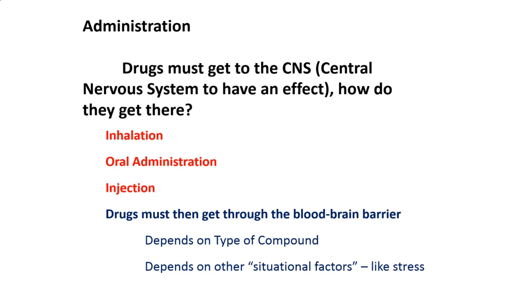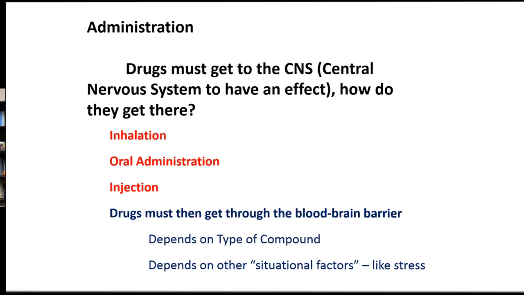So administration is the initial process, but then drugs have to get through the blood-brain barrier. How they get through the blood-brain barrier depends on the type of compound they are. The blood-brain barrier does not let everything through. It only lets certain things through. Another thing that influences what passes the blood-brain barrier is situational factors like stress. For example, if someone is very stressed and they have a lot of cortisol in their brain, because that is a stress hormone, the blood-brain barrier is thinned, and it's easier for different compounds to pass through it. And this will impact how drugs enter the brain.